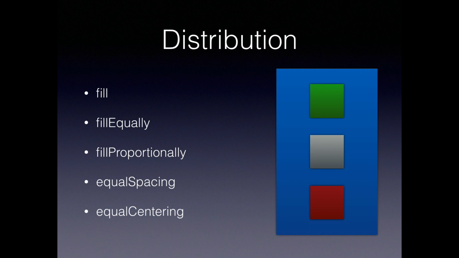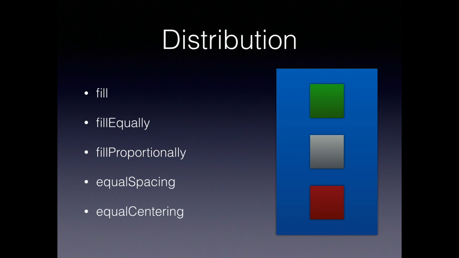Then these were your various distributions that you can set with. Fill would stretch them all. Fill equally will make sure that they're exactly equal heights in this case, since it's vertical. Fill proportionally would be based more off of what their actual sizes are meant to be, sort of going back to the intrinsic content size. That's what it's going to base it off of. Equal spacing will try to make sure that the actual physical spacing between each view is equivalent.